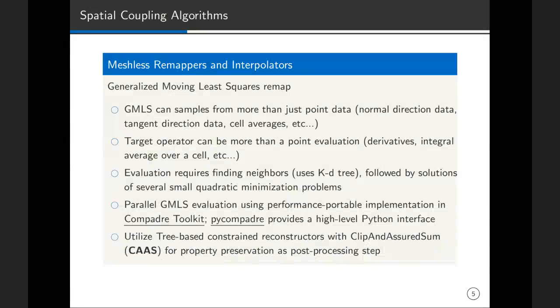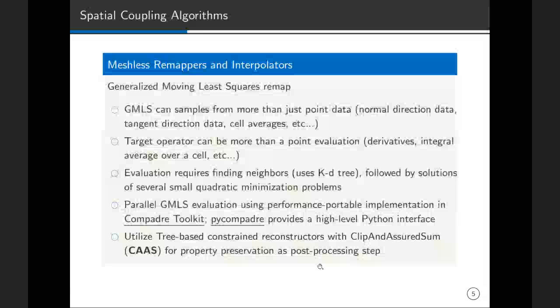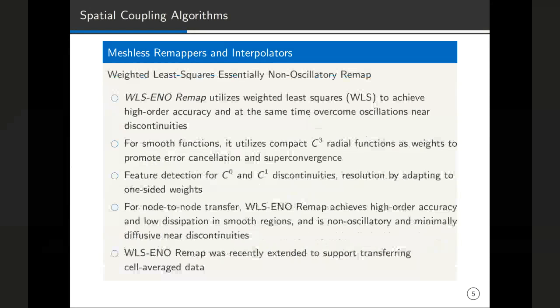It uses this monotone filter called QLT that is computationally extremely efficient and preserves local bounds, and it's important for property preservation. We can apply this as a post-processing step.